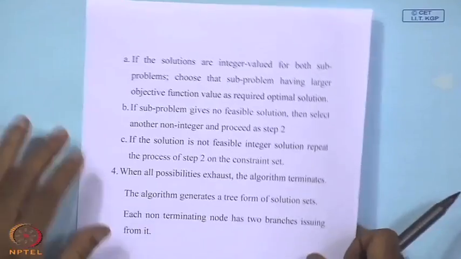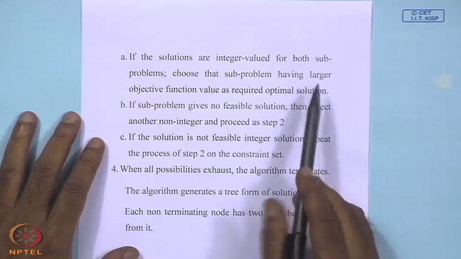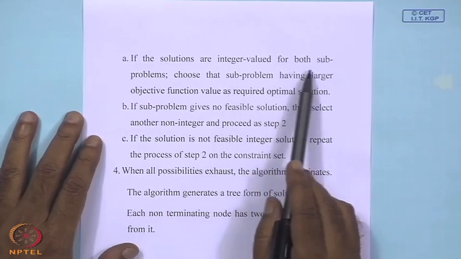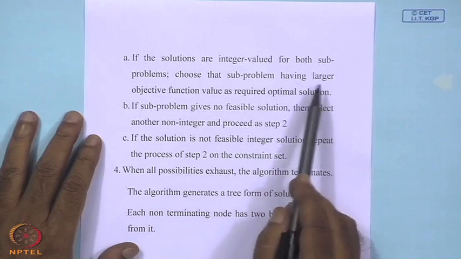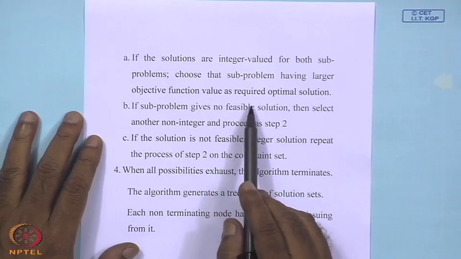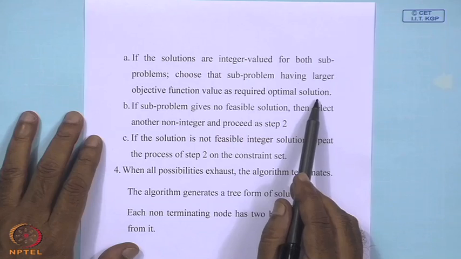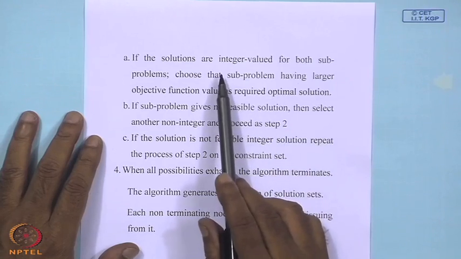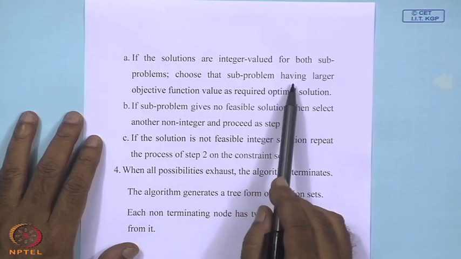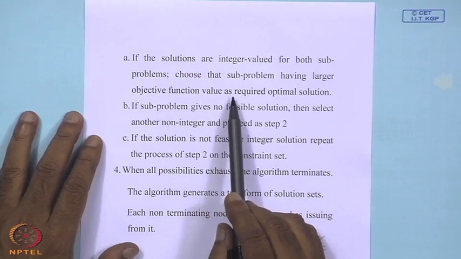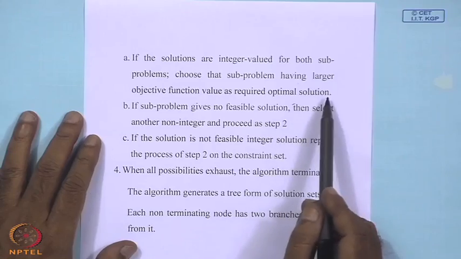Whenever you are solving both the subproblems, different cases can occur. What are the different cases? Let us see. If the solutions are integer valued for both subproblems, choose the subproblem having the larger objective function value as the required optimal solution. Please note this.